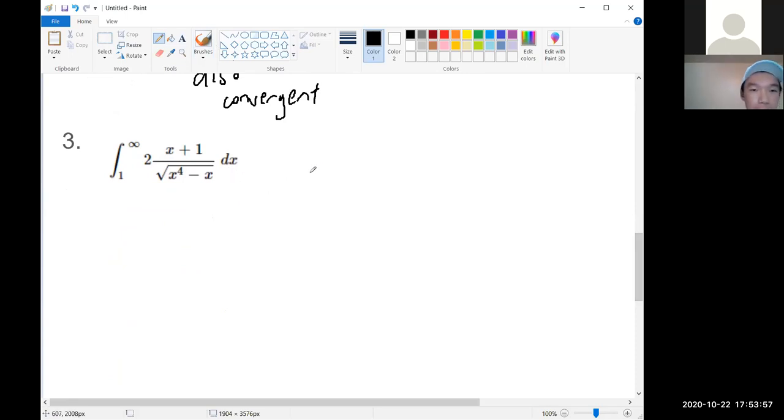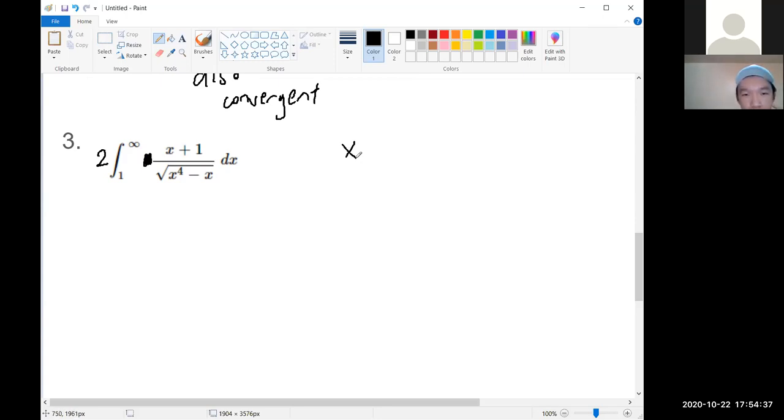All right. Here we have the integral from 1 to infinity of 2 times x plus 1 over the square root of x to the 4th minus x. First thing I'll do is just factor out the 2. So I'll put it on the outside because that doesn't really affect the convergence or divergence. So we can just look at everything besides the 2. And then let me show you guys what would be the best option for this one, since this one is not so obvious. First thing I'll do is I'll get rid of the 1 in the numerator.